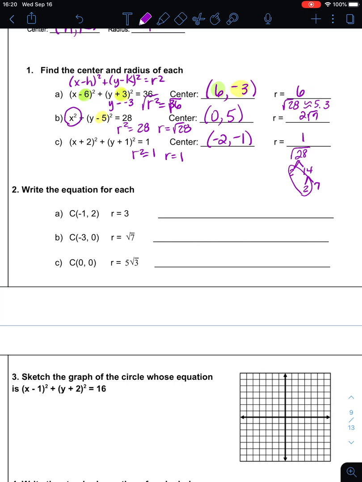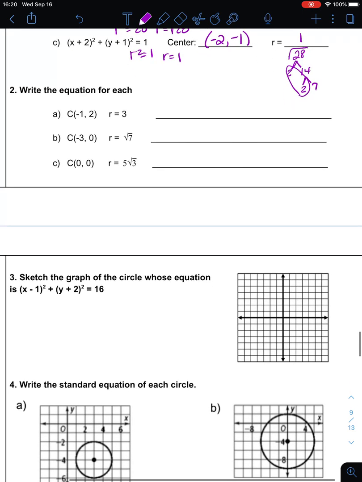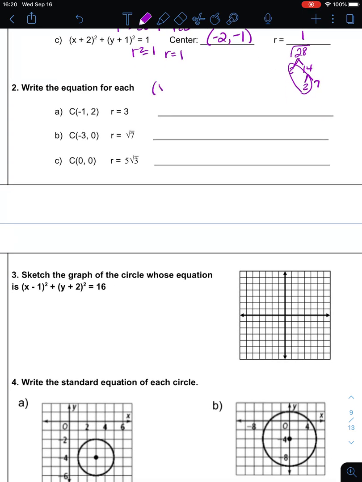Now, on this next one, to write the equation for each, if you've been given the center and the radius, again, remember that it's x minus h squared plus y minus k squared is equal to r squared. So we simply plug it in. Again, remember, it goes in opposite. So it would be x, and then that's negative 1, so it would be plus 1 squared. And then y minus 2, because it was a positive 2, squared, is equal to r squared. Well, r is 3, so r squared would be 9.